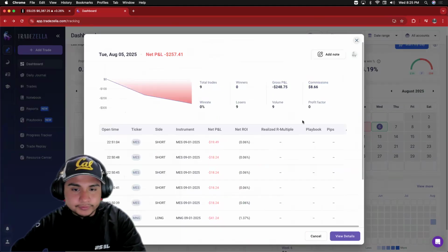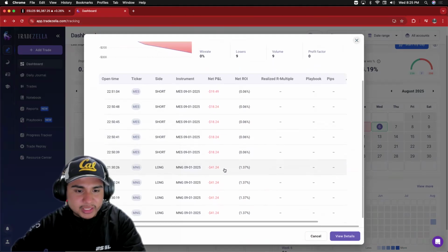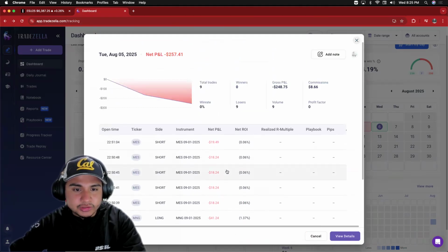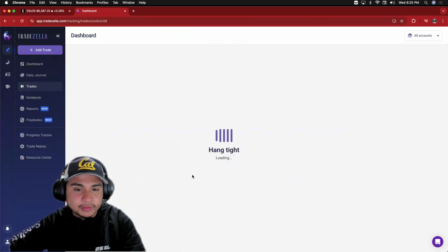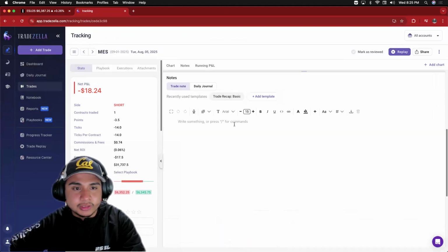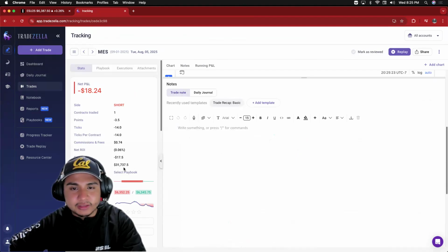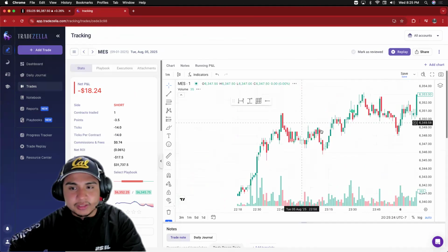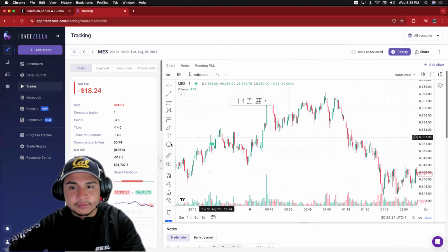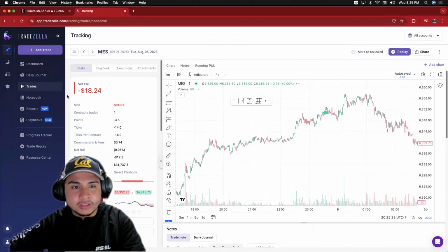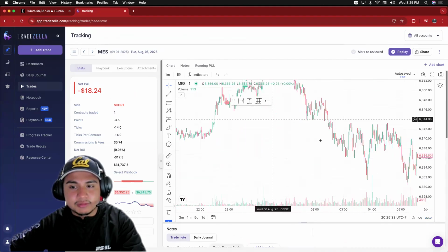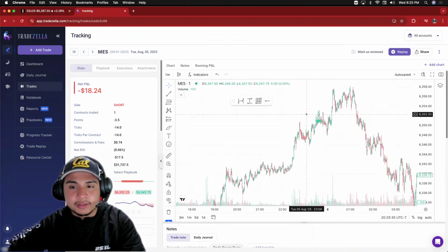And so what was this? MES and MNG, two trades that I took. I kept this one very minimal. MES shorts. I think it just went straight down, if I'm not mistaken. I think this is a trade that I was looking for shorts. I got stopped out.